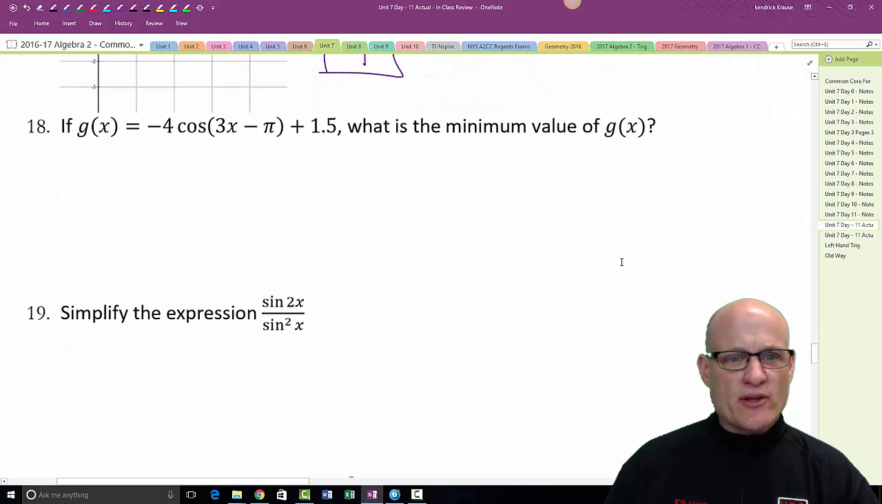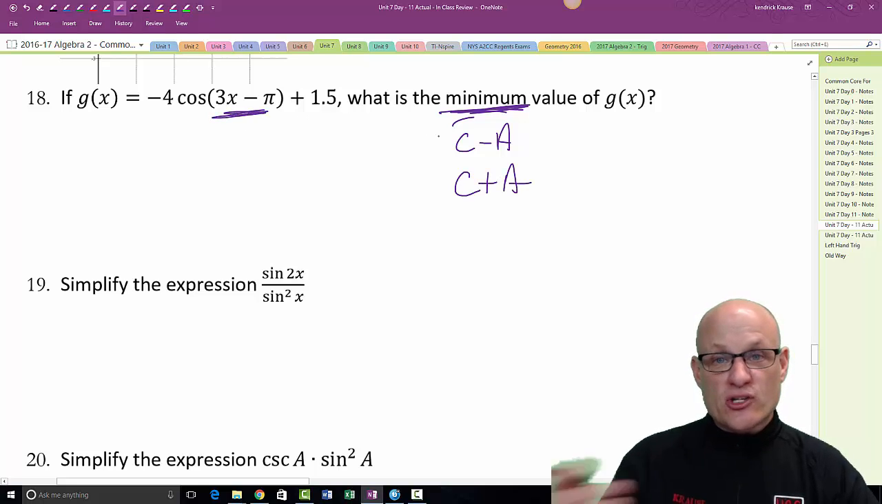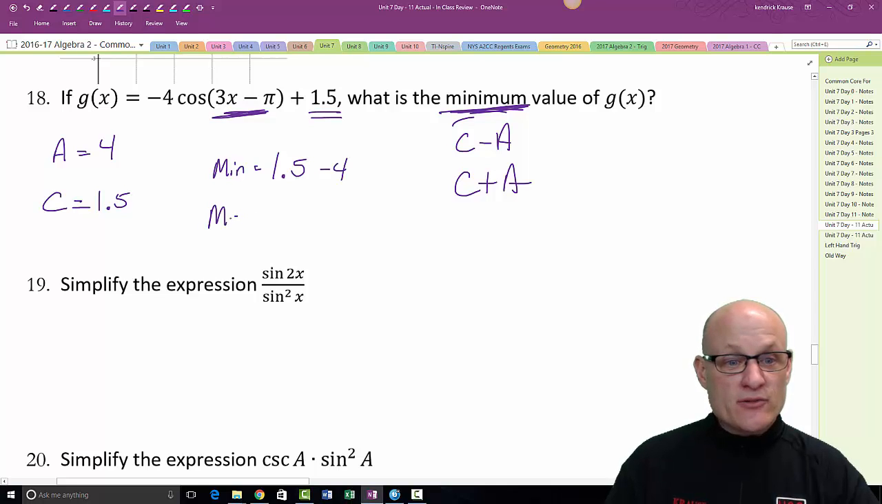So if g of x is equal to that, what is the minimum value? Now, if you remember correctly, remember min and max are c minus a and c plus a. Don't get all worried about this. This is just a shift to the right or the left. In this case, it's to the right, pi. So, let's see what we got here. My a is 4. Not negative 4. My a is 4. My c is 1.5. So, my minimum is going to be c, which is 1.5, minus 4. So, my minimum is going to be negative 2.5. There's my minimum.